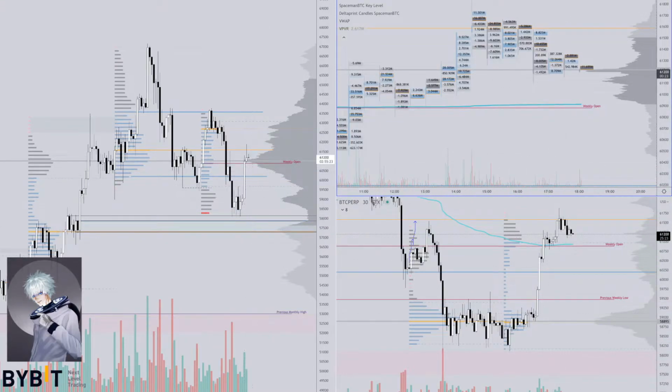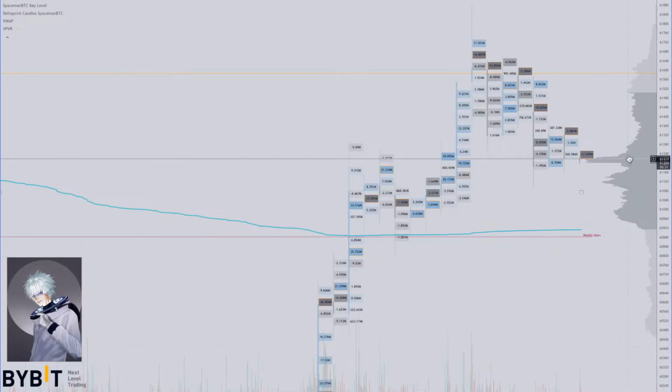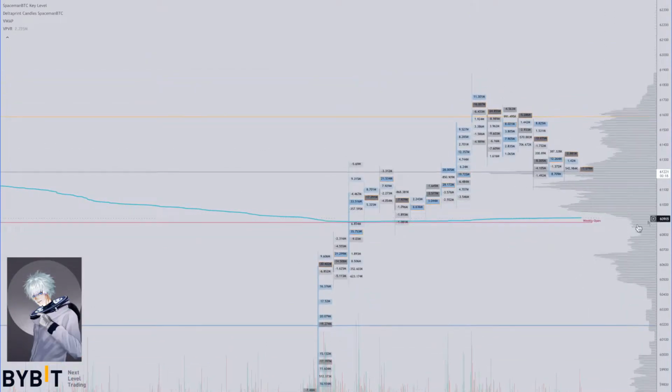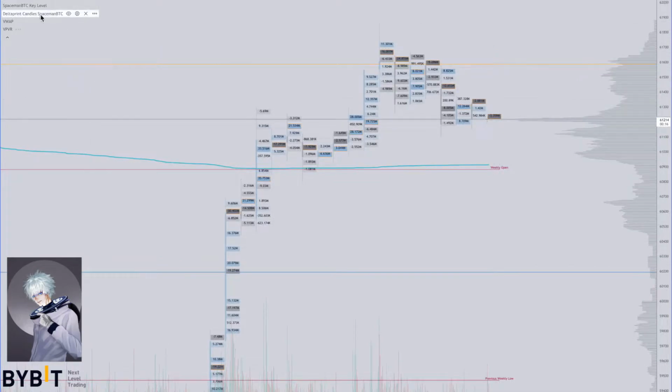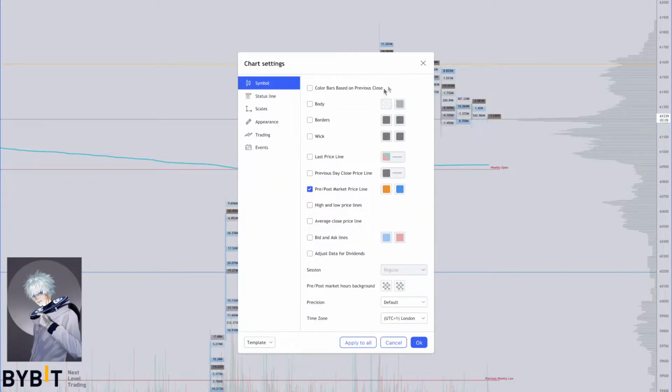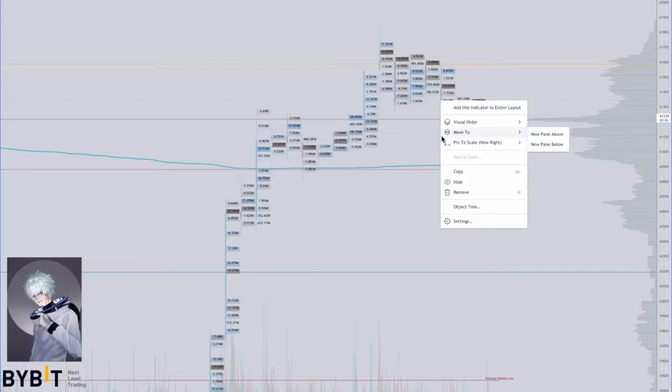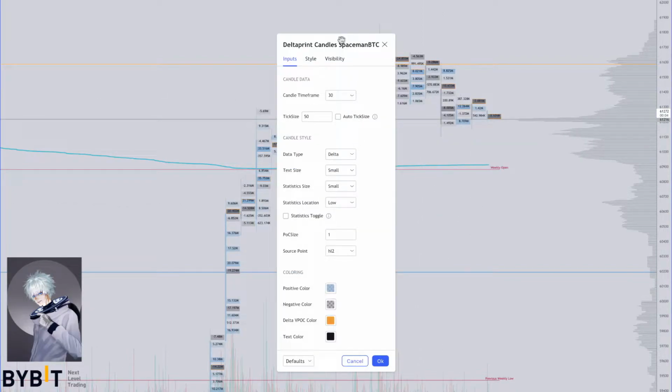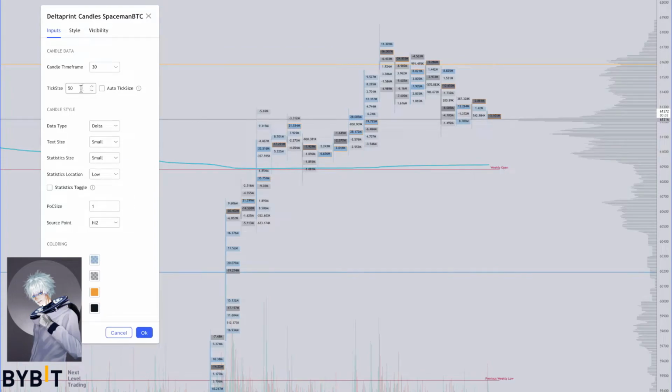So we'll go ahead and start with just the candles, and then we'll kind of bring it all together. We'll start by looking at the settings. Okay, so for BTC, I have a 50.6 size. I do have it set on Delta, small location.